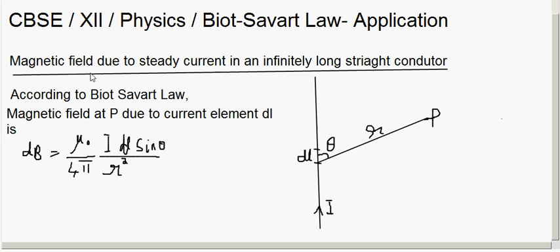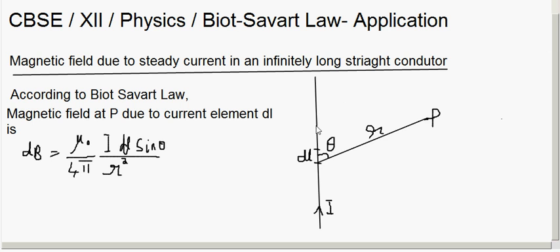But our aim is to find the magnetic field due to the infinitely long straight conductor. Now we know the magnetic field due to this small current element. By adding these small current elements, or we can integrate, we can find the magnetic field due to the infinitely long straight conductor. For that reason, we will do a small derivation.